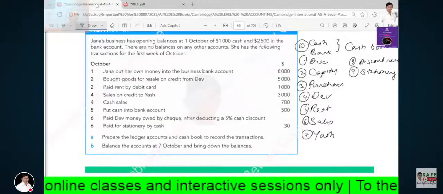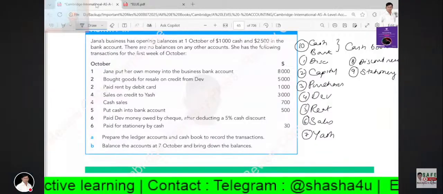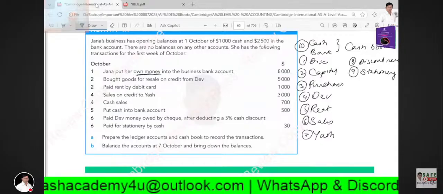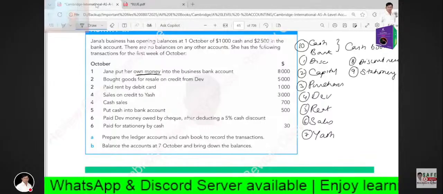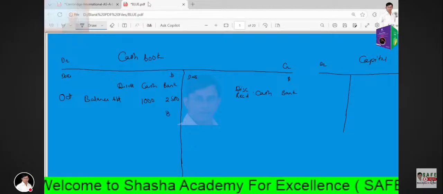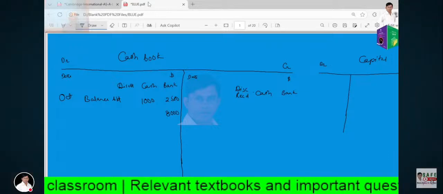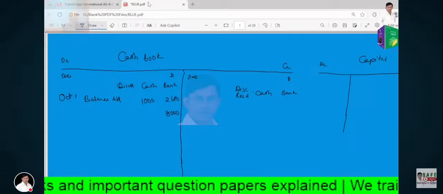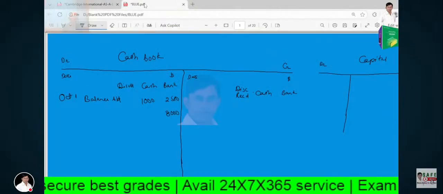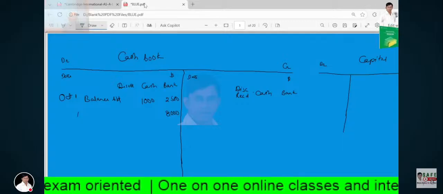Then Jana put her own money into the business bank account, 8,000. Own money is nothing but capital. So Jana has put her own money into the bank account, 8,000. So money is coming in the bank. What date is this? It is on the first itself. So money is coming in the bank, debit bank account, and who is giving it? It is capital.